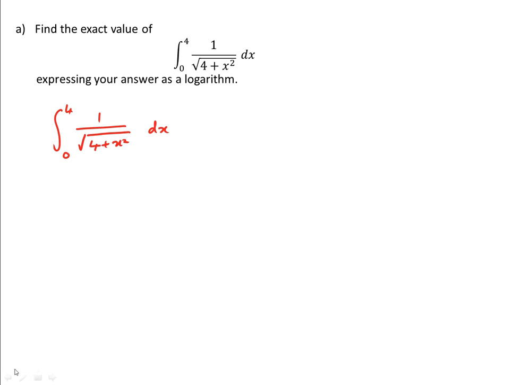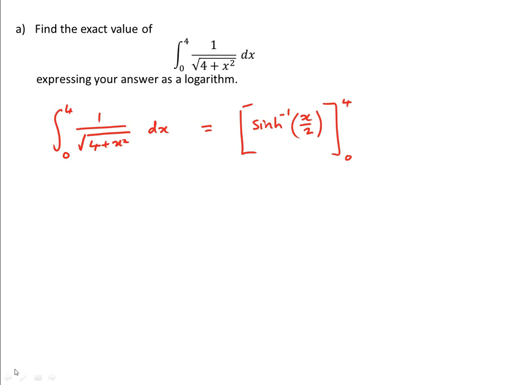We're given in the formula booklet that 1 over root of a squared plus x squared integrates to sinh to the minus 1 of x over a. In this case a squared is 4, so a is 2, so we've got the integral becomes sinh to the minus 1 of x over 2.